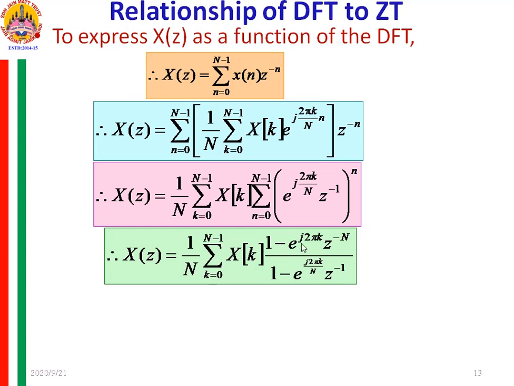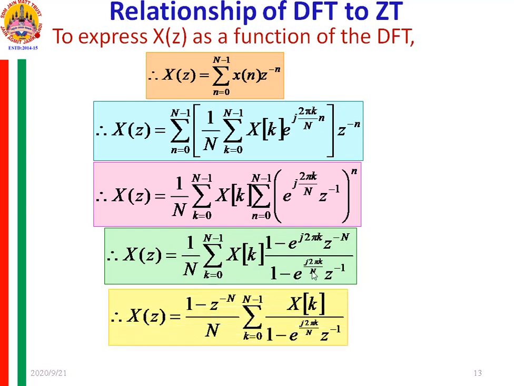Now you observe here that e raised to minus j 2 pi k, the value of this is always equal to 1. So this numerator becomes 1 minus z raised to minus N, which is not varying with this summation. So we shall take it outside. So 1 minus z raised to minus N by N, and you remain with X(k) by 1 minus e raised to j 2 pi k by capital N z inverse. Now this expression gives you the relationship between the z transform and X(k). You can evaluate the z transform from the DFT by using this relationship.